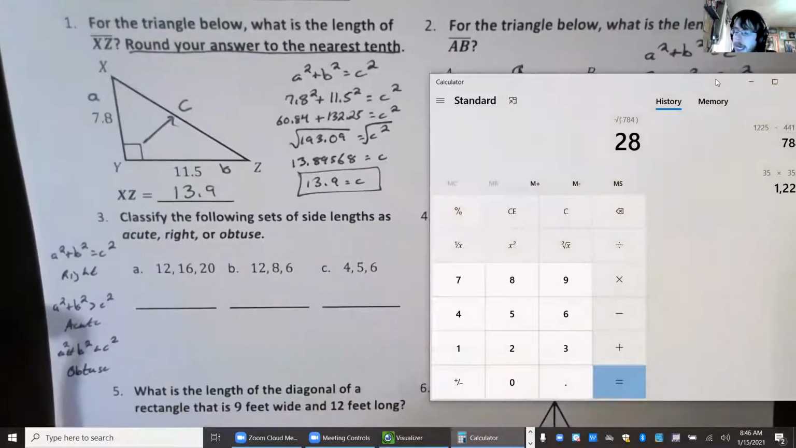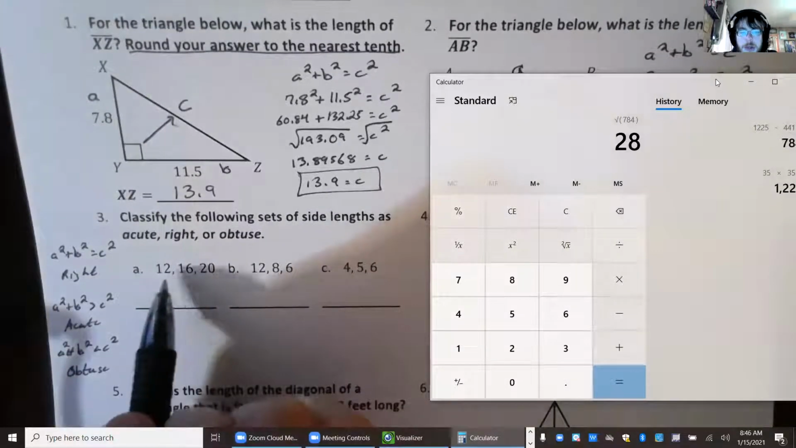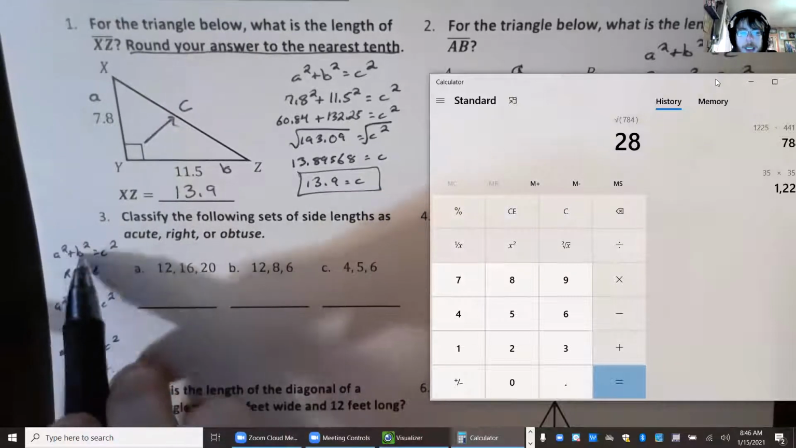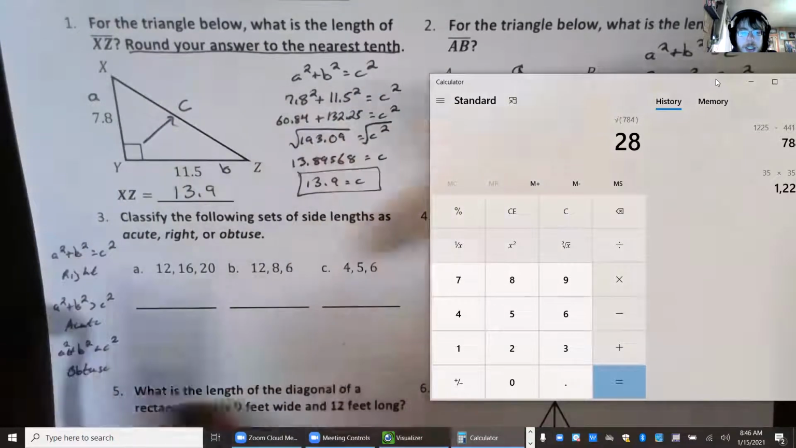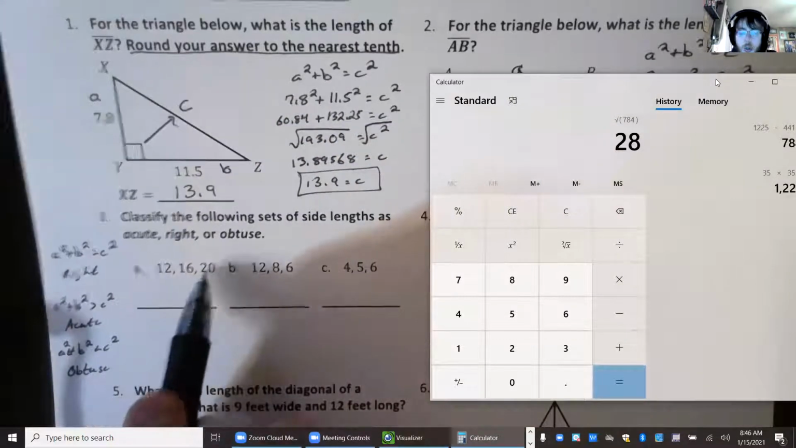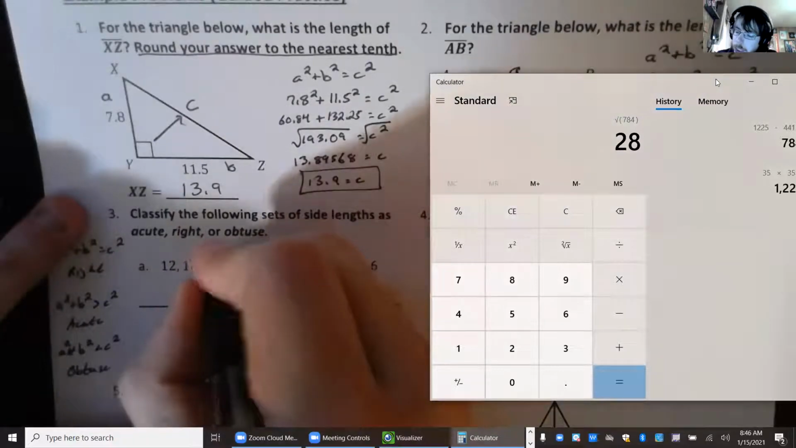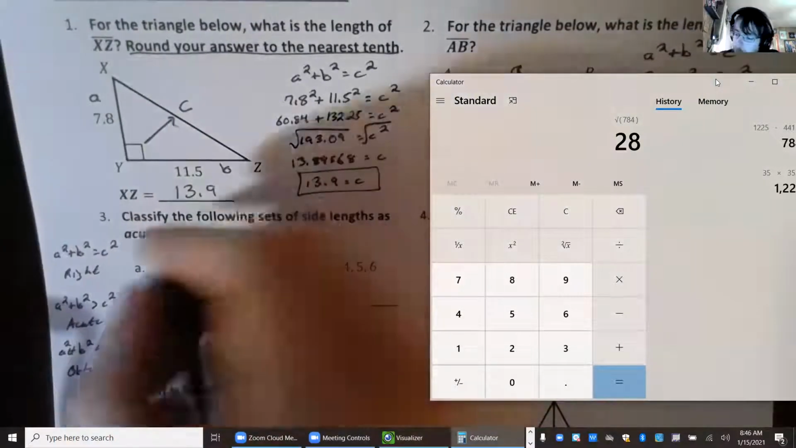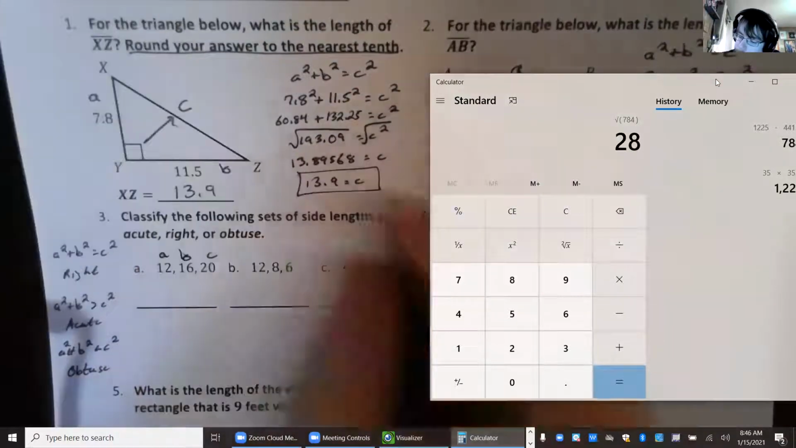So let's look at A. So we have 12, 16, and 20. Remember, we're trying to find our A, B, and C value. C is always your largest side length. So in this case, it is 20. So we're going to put a C over 20. And then A would be our shortest side, which is 12, and B would be 16.